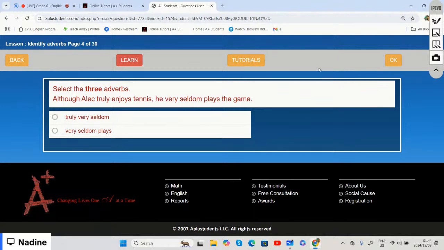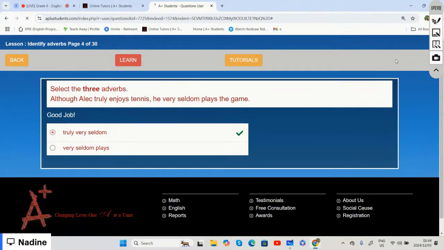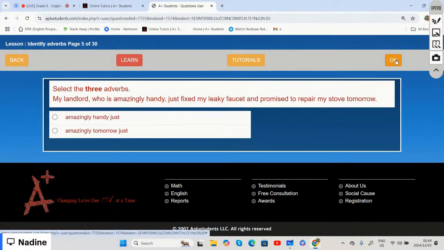All right, and if we were to choose the correct option, we can say when it comes to our adverbs, truly, very, seldom, it tells us how something is done, or when something is being done, or where something is being done. All right, we need to select the three adverbs.